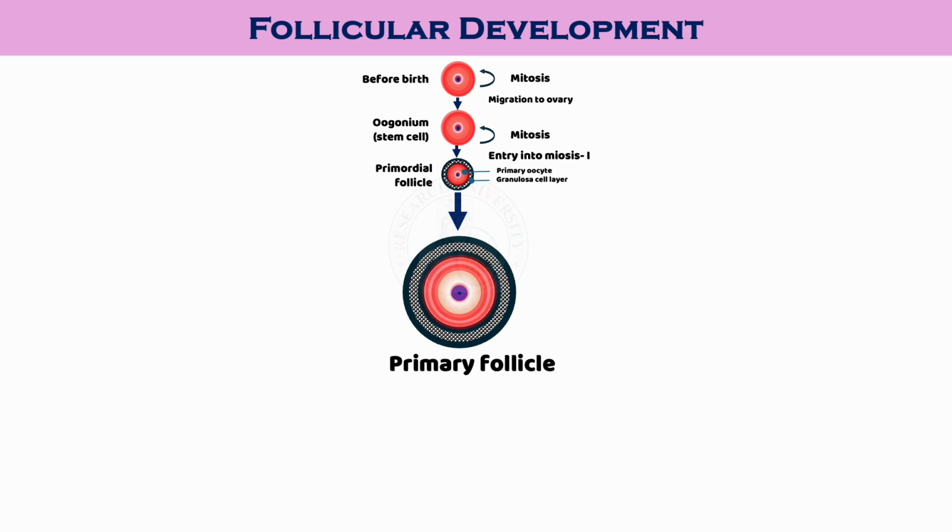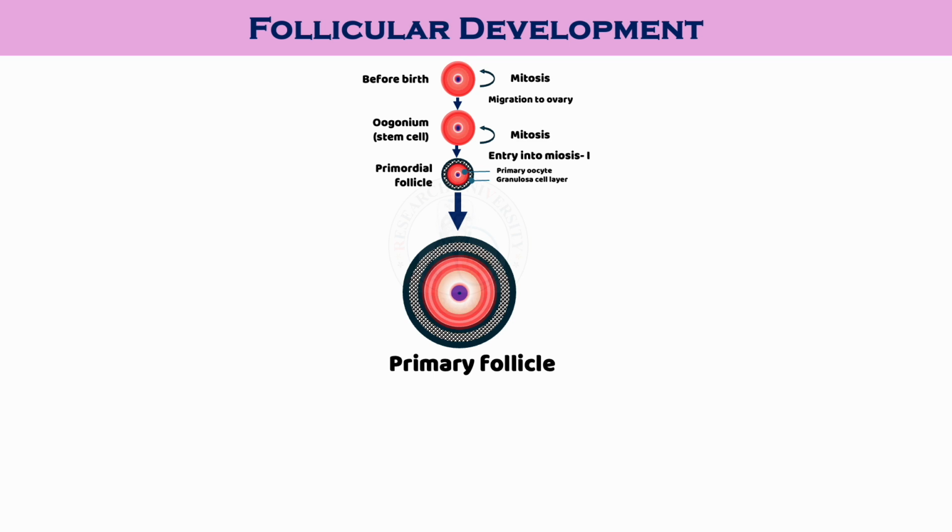Now the primordial follicles are converting into primary follicles. The transition from primordial to primary follicles marks a crucial stage in ovarian development. The granulosa cells surrounding the oocytes undergo a transformation from flat to cuboidal shape. This morphological change encapsulates the primary oocytes within the follicle. Here, follicle stimulating hormone plays a key role in initiating this metamorphosis, thereby triggering follicle maturation.